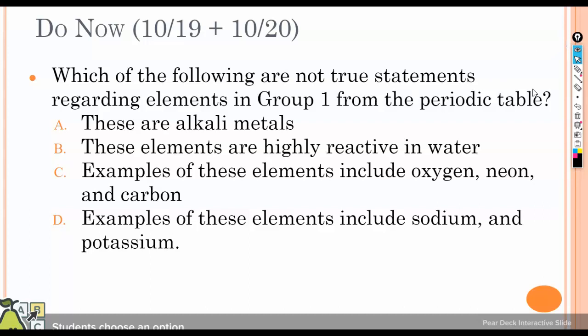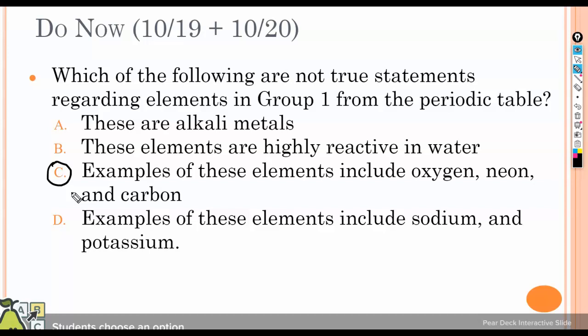Okay, and hopefully you answered the question correctly. The correct answer is C. Okay, so group 1 are alkali metals. They are highly reactive in water. In fact, last class, you should have seen some videos demonstrating that fact.